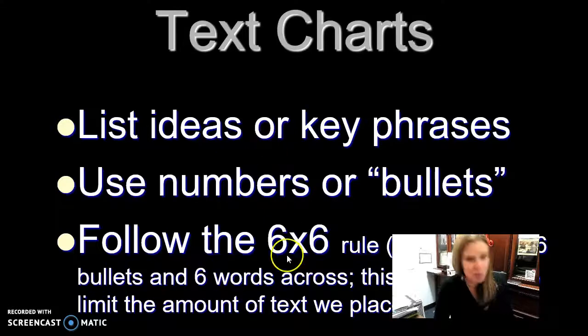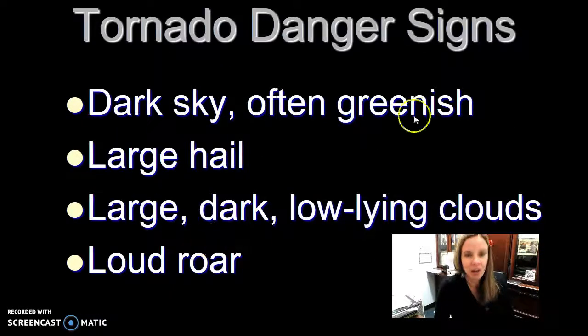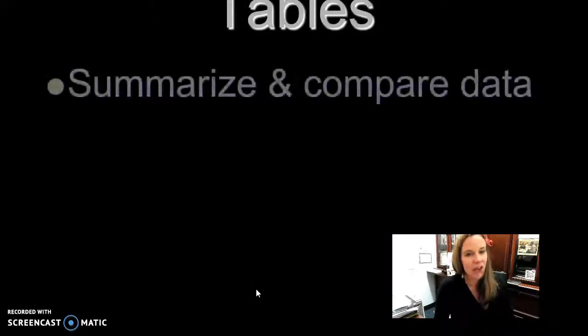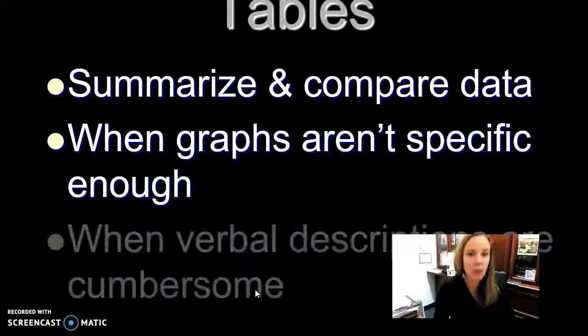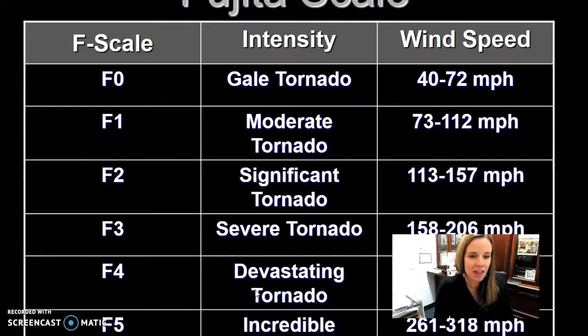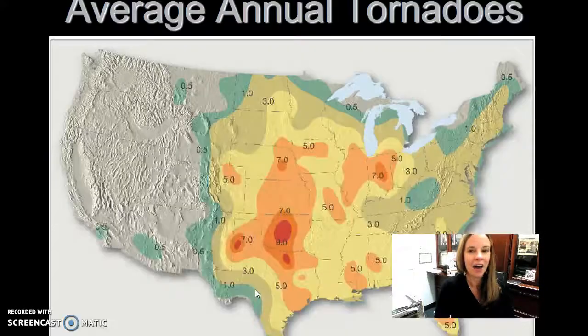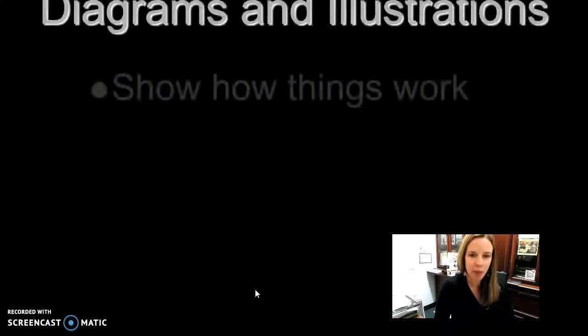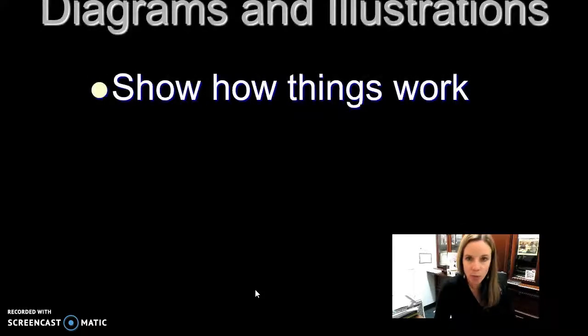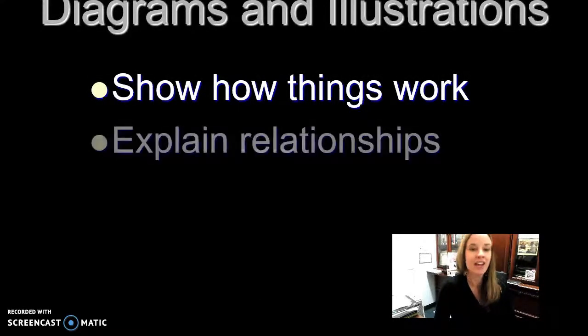Again, this is boring. People don't want to see a lot of words, but if you want to reiterate key concepts really quickly, you can using that 6x6 rule. You can look at tables in the PowerPoint. You can also, maps are going to show where. That's in the PowerPoint. Diagrams show how things work.